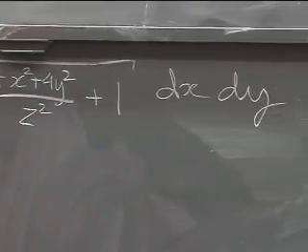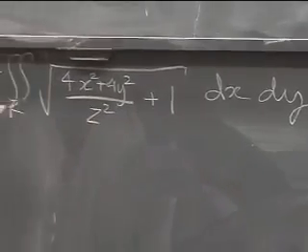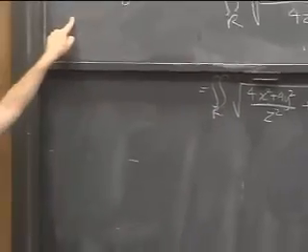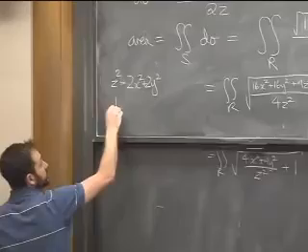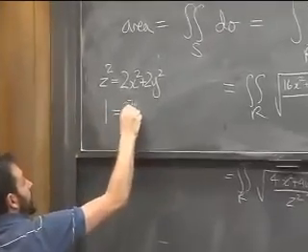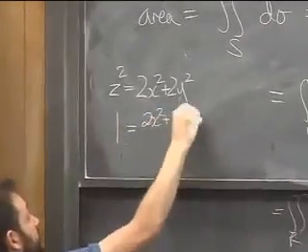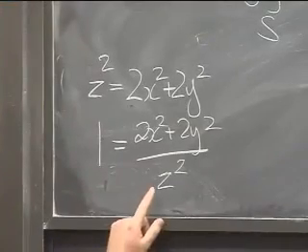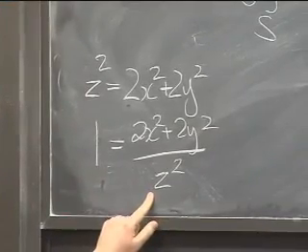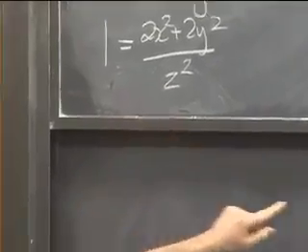Okay, so somehow we still have to eliminate the z squared, but you notice there's something nice about here. I mean, z is never 0, so if I do this, I get 1 is 2x squared plus 2y squared over z squared. And actually, that's like half of what we have here.